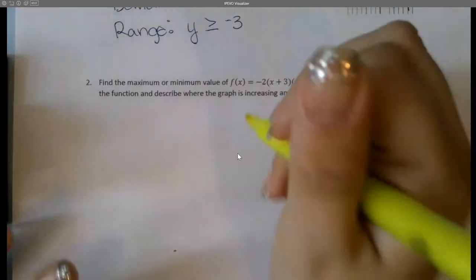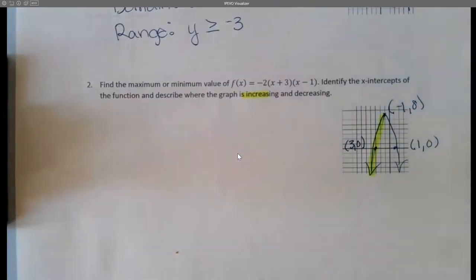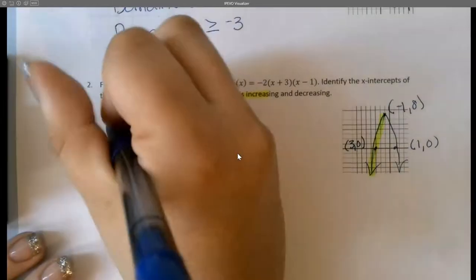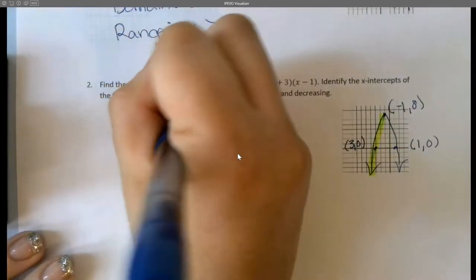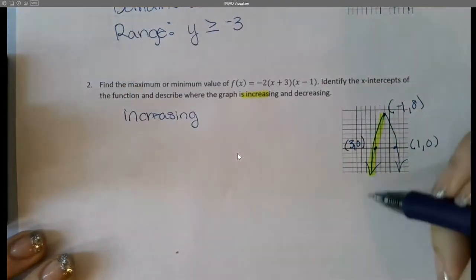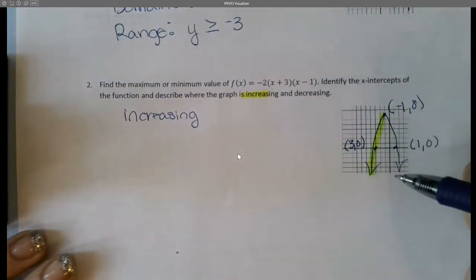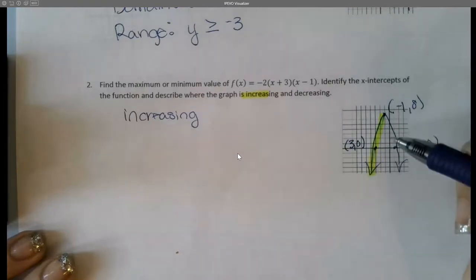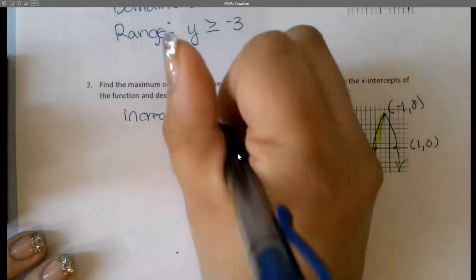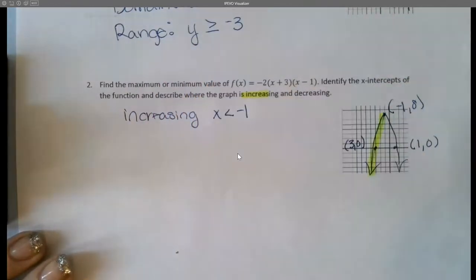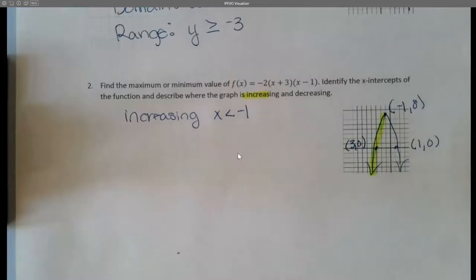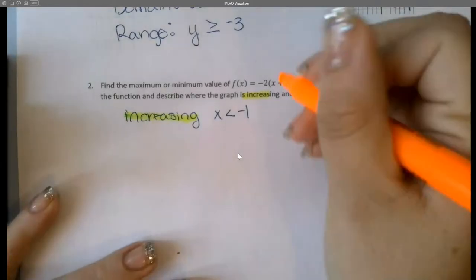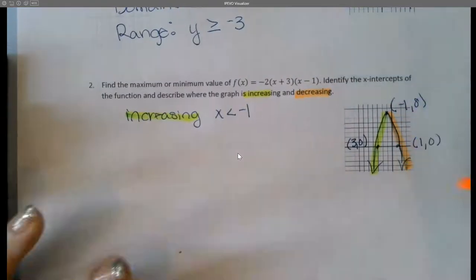Remember, increasing is a positive slope. So it is increasing. And if I look, all the x values that I plug in on the left side of my vertex make it have a positive slope. So it's increasing for x less than -1. I don't include the -1, because it is part of my vertex and it's a turning point, and turning points are never included. Then I also want to find where it's decreasing. So going down, which is on the right side.